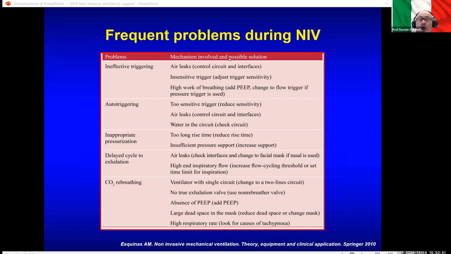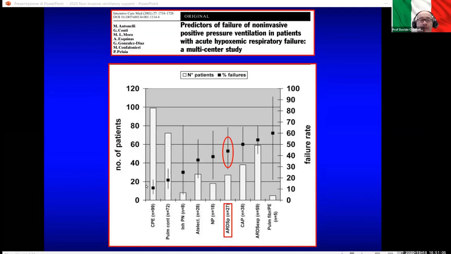With non-invasive ventilation with a mask, we can have some problems. For example, ineffective triggering due to air leaks, auto-triggering, inappropriate pressurization, delayed cycling, so difficulty going from inspiration to expiration, and possible CO2 rebreathing. But every time we apply non-invasive ventilatory support, we have to remember the possible failure.